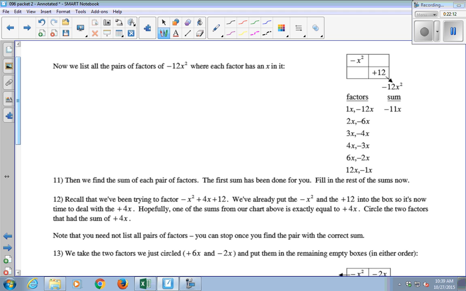Okay. Then we find the sum of each pair of factors. So the first one is done. 1x plus negative 12x makes negative 11x. 2x plus negative 6x is negative 4x. 3x plus negative 4x, negative x. Yep. 4x plus negative 3x, 1x. 6x plus negative 2x, 4x. And 12x plus negative x is 11x.